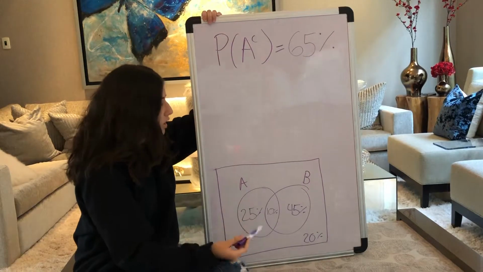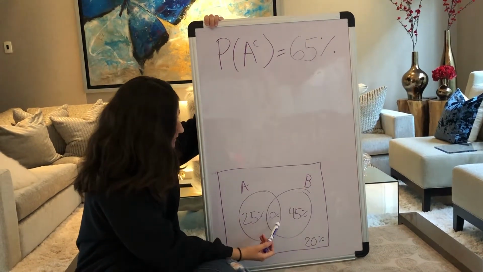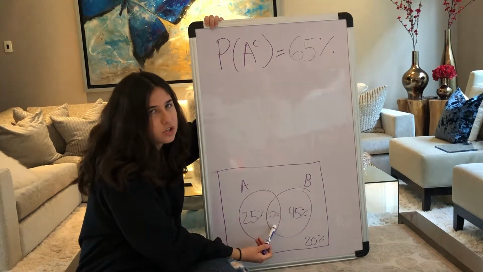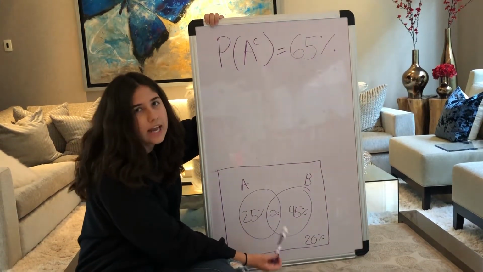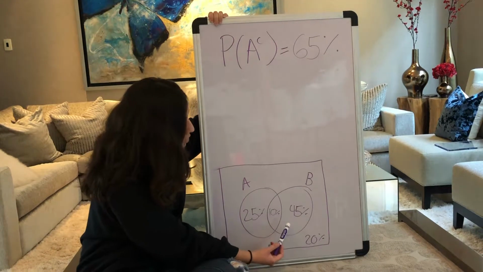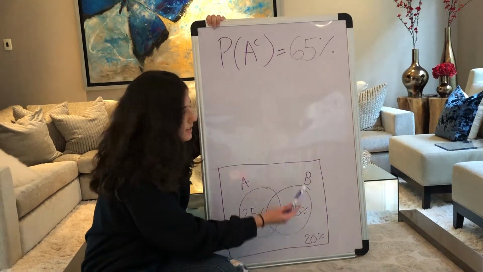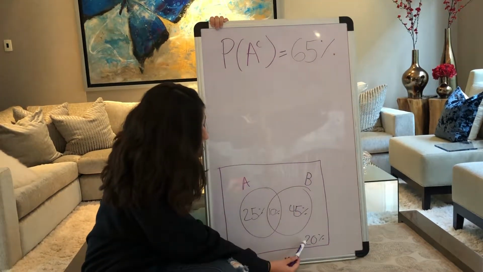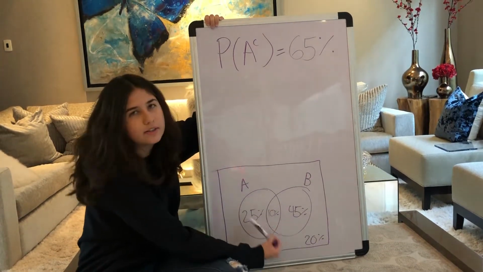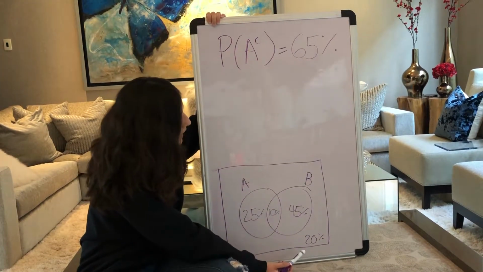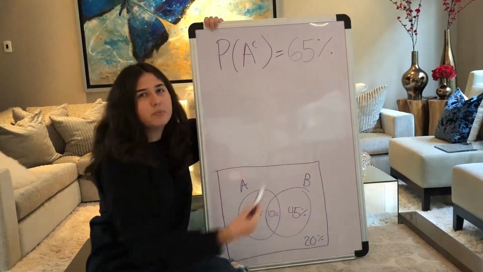I'll show you. So we're going to exclude that 10% because it's the intersection of A and B. That means that it is also part of A and the A itself. So we're going to add 45%, that is B, plus the 20% because the 20% doesn't belong to the circle of A. And your answer is going to be 65%.